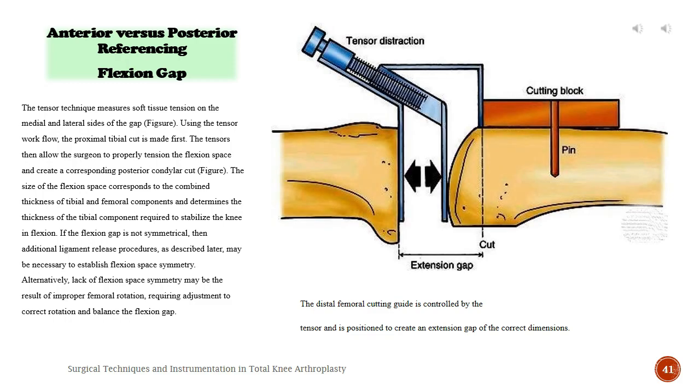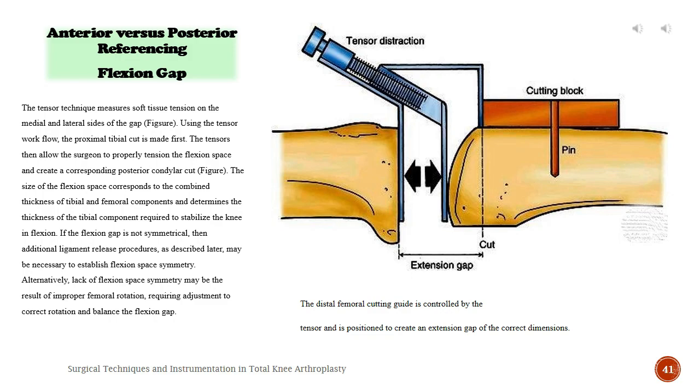Anterior versus posterior referencing flexion gap. The tensor technique measures soft tissue tension on the medial and lateral sides of the gap, figure. Using the tensor workflow, the proximal tibial cut is made first. The tensors then allow the surgeon to properly tension the flexion space and create a corresponding posterior condylar cut, figure.